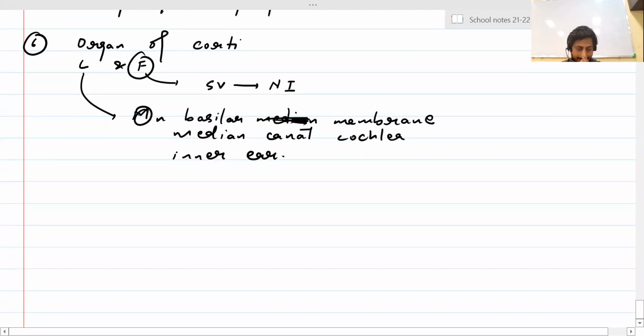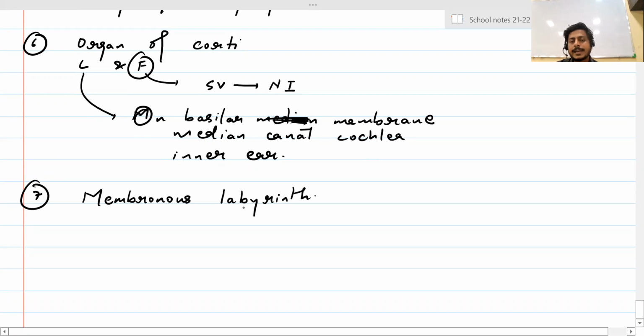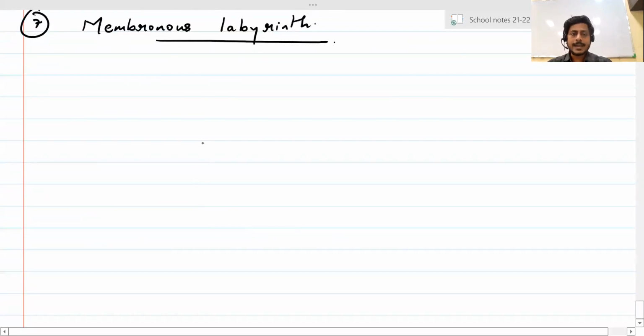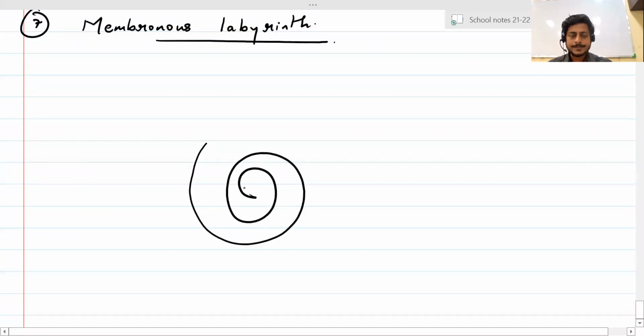The seventh question that we had put up was to draw the diagram of the inner ear. So instead of directly asking you inner ear, they can ask you to draw the membranous labyrinth. Membranous labyrinth is nothing but the inner ear का diagram that they will ask you. So if you see the membranous labyrinth का diagram, you can have the cochlea like this.